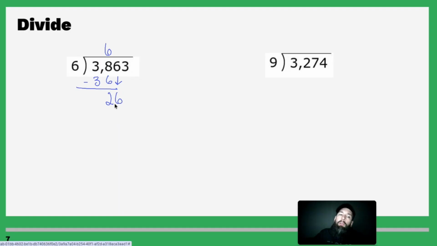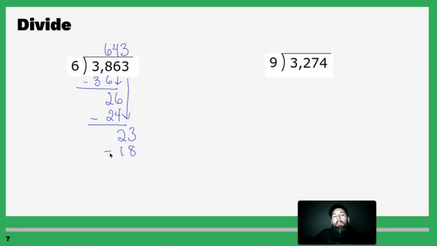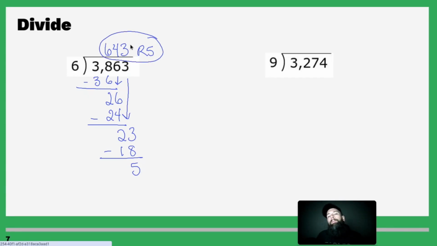6 goes into 26 4 times. 4 times 6 is 24. Subtract. 26 minus 24 is 2. Drop down the 3. 6 goes into 23 3 times. 3 times 6 is 18. Subtract. 23 minus 18 is 5. I'm out of digits, so I have a remainder of 5, and my answer is 643, remainder 5.